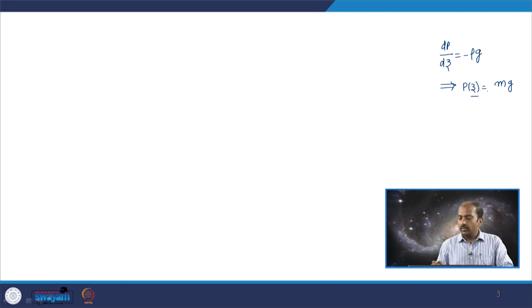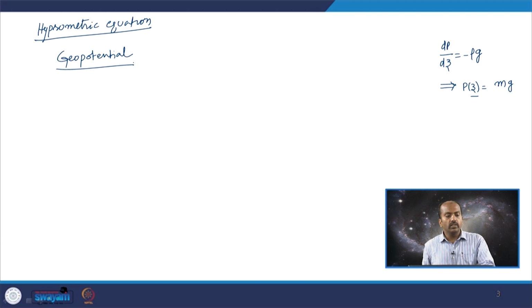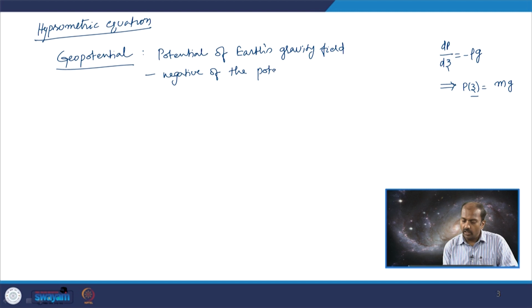Now, in today's class, we will use this hydrostatic equation and derive what is called the hypsometric equation. Here we will define what is called the geopotential. What is geopotential? Geopotential is the potential of the Earth's gravity field. Also, it is the negative of the potential energy per unit mass.